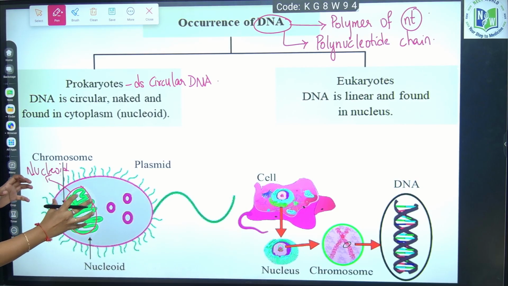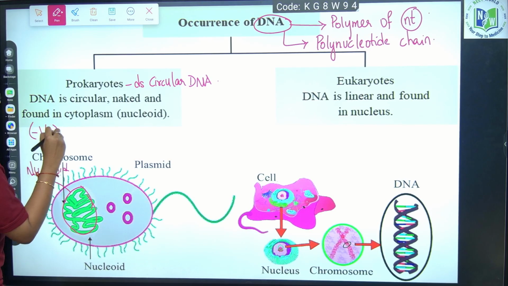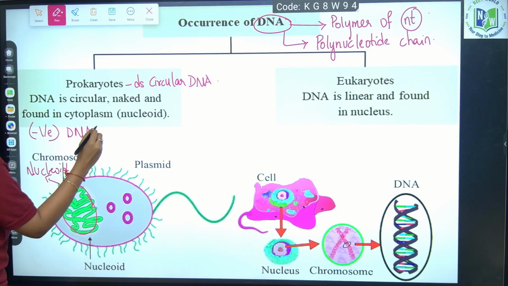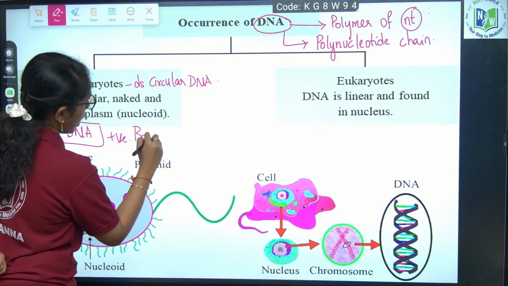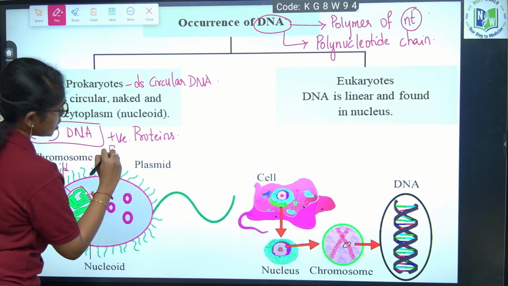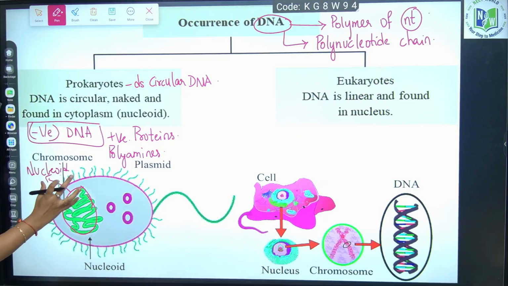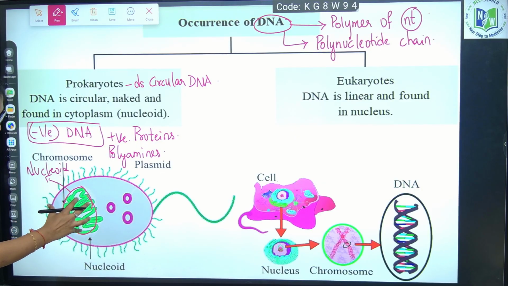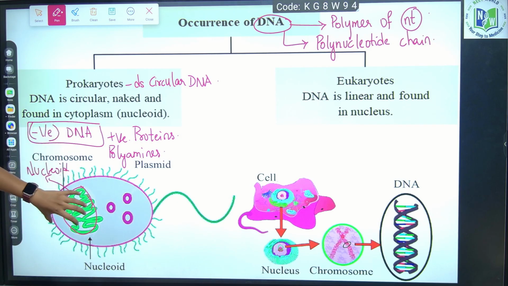How is it present at a particular location without scattering in the entire cytoplasm? It is because the negatively charged DNA is attached with positively charged proteins, which are called polyamines. This is the nucleoid, which is non-membrane bound or naked, present at one position of the cytoplasm. The polyamines hold the DNA at a particular position.